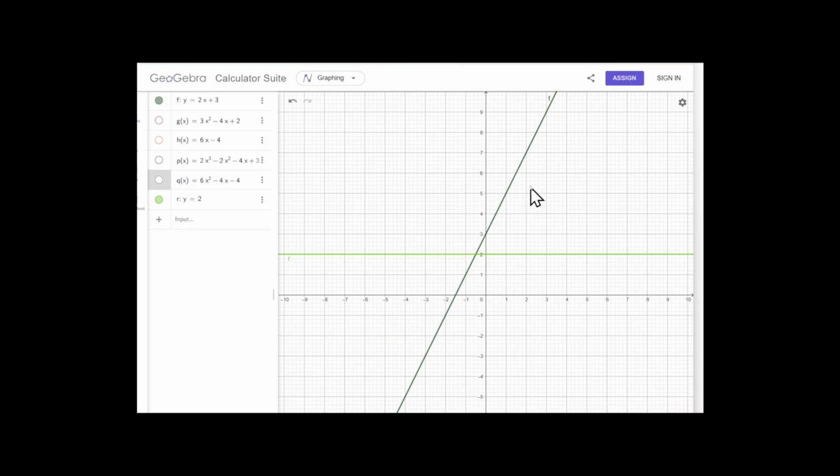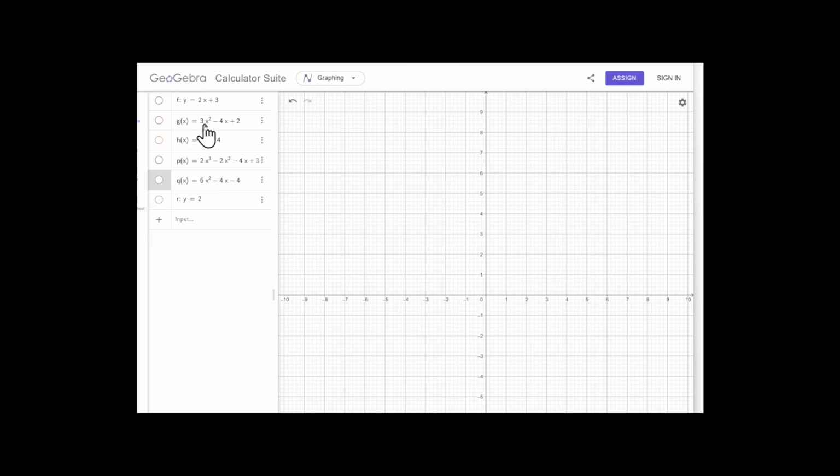We go across 1, we go up 2. We go across 1, we go up 2, forever and ever. So on a straight line like that, the gradient will always be a straight line parallel to the x-axis. So far, so good.